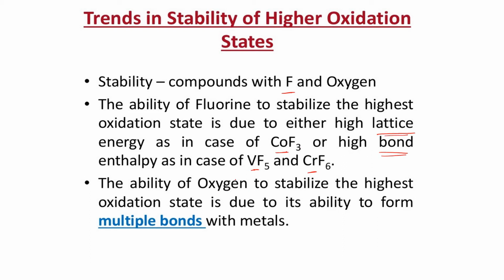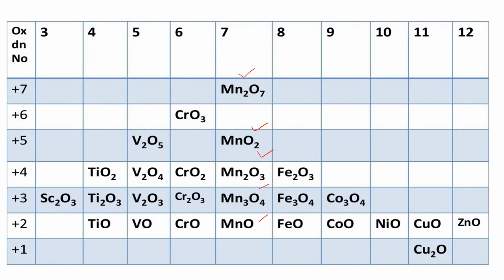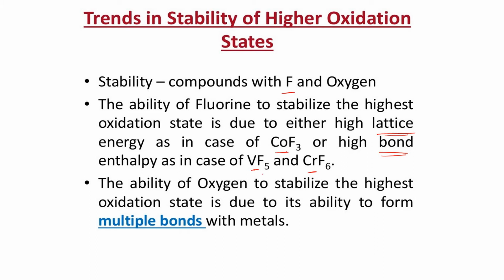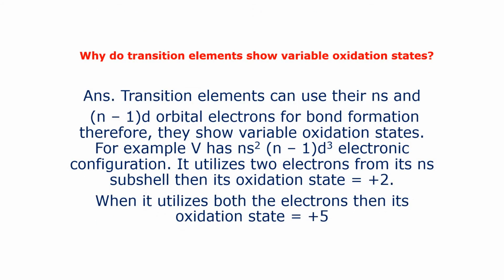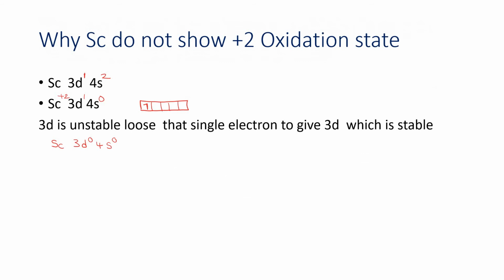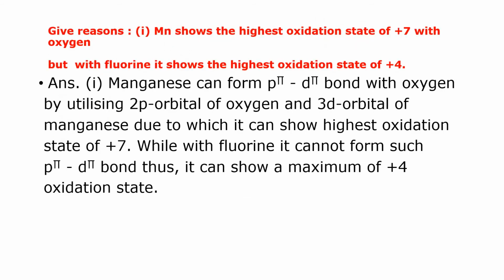For oxygen, in this type of oxides you have seen many compounds. Their stability depends on the nature of the multiple bonds. Those multiple bonds are d pi, p pi. I will explain this by taking one example. Manganese shows the highest oxidation state +7 with oxygen, and with fluorine it can show +4.